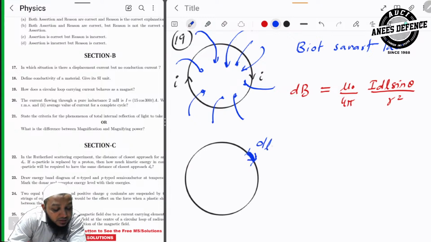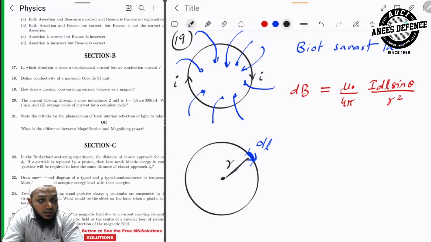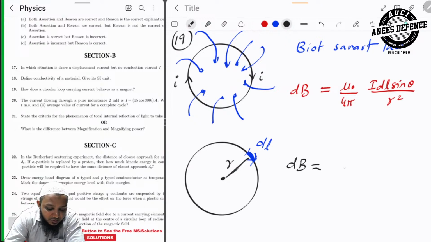Okay, let us say its length is dl. Now I want to find the magnetic field at its center. So this dl will have a distance of r. R is the radius of the loop, right? So the magnetic field due to this elemental segment will be mu naught upon 4 pi I dl sine 90 upon r square.